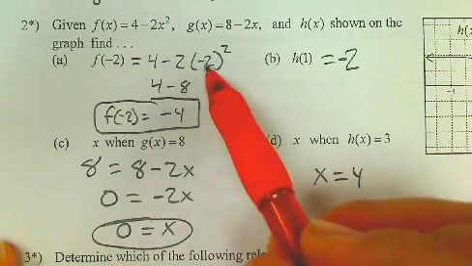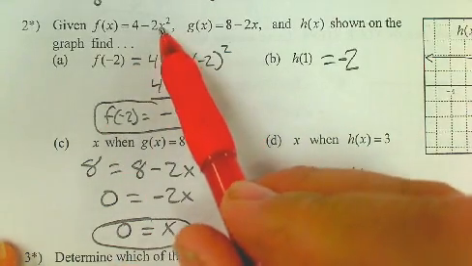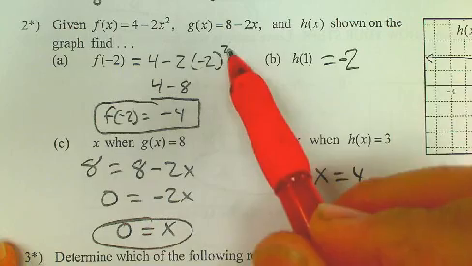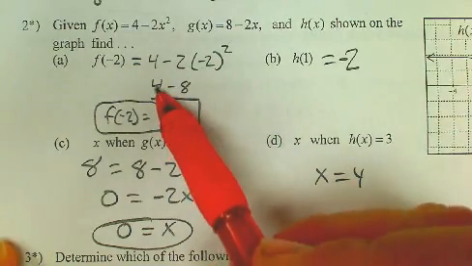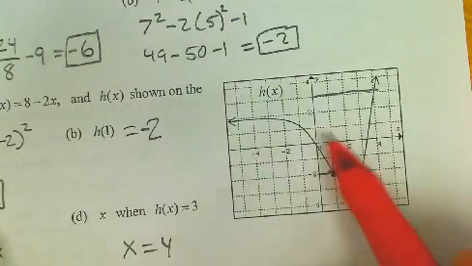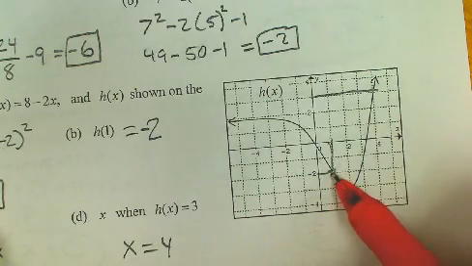F of negative 2 means you're plugging in negative 2 for the x. Square it. It's 4. 4 times 2 is 8. So that's 4 minus 8, which is negative 4. H of 1 means you're plugging in 1, getting out negative 2.